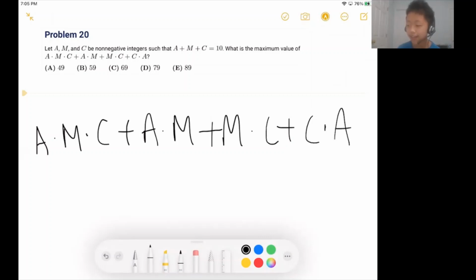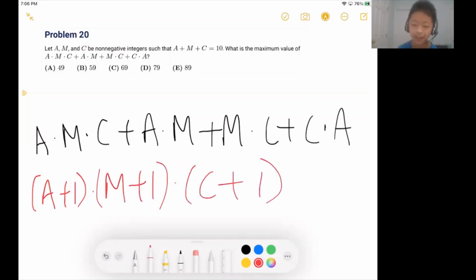The idea is that this is very close to the expression a plus 1, so kind of ignore these. Let's do this in a different color. If you had a plus 1 times m plus 1 times c plus 1, like this red expression, just ignore the black expression on the top. If you were to expand it out, what would you get?